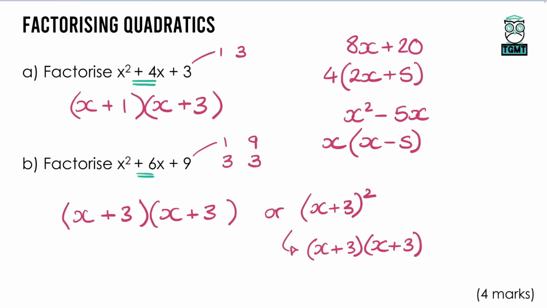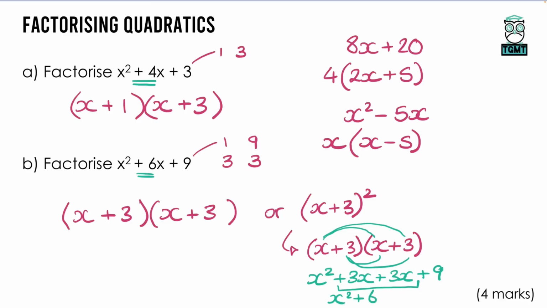Remember, if you're not sure if your answer is correct, you can always expand it. So x times x is x squared, x times 3 is 3x. You then move on to the bottom, 3 times x is another 3x, and 3 times 3 gives you 9. And that simplifying process at the end where we add the two 3's together is exactly why we're looking at the two numbers that add to make 6, because of course they make x squared plus 6x now in the middle plus 9. So lots of things that you can do to check your answer, but when we're factorising, we're just looking how we get it back into those two double brackets.